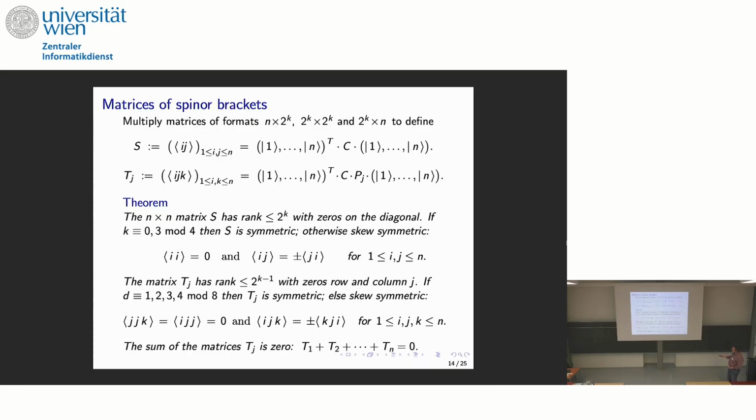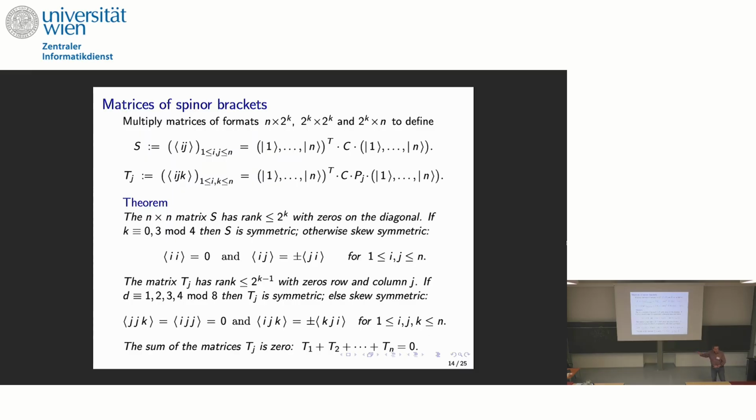Now, the slices of the tensor also have rank at most 2 to the k minus 1. But now the jth row and the jth column is 0. But if D, remember D is 2 times k, more or less. So if D is 1, 2, 3, or 4 mod 8, then Tj is symmetric, otherwise skew symmetric. These are elementary statements about linear algebra.